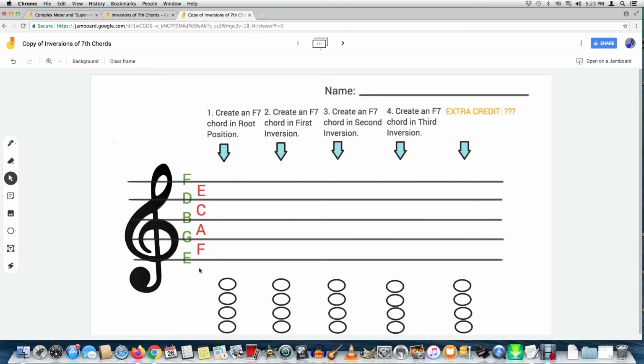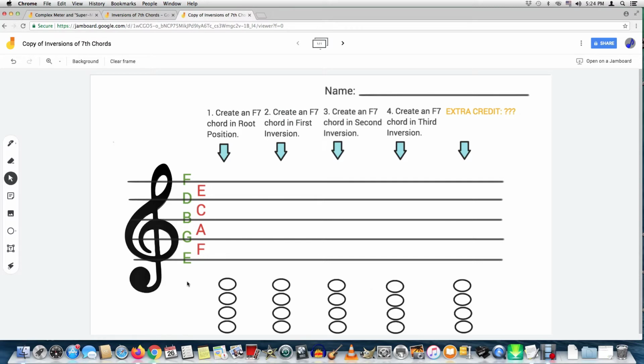On our staff, as usual, there's 5 lines and 4 spaces. And here are the letters, once again, same as always. These letters will not be on the staff when you do your assignment this week. So please make sure you start to internalize these letters if you haven't done so already.